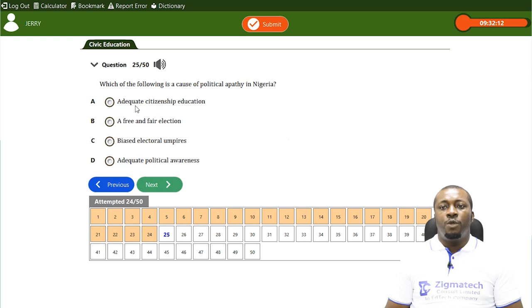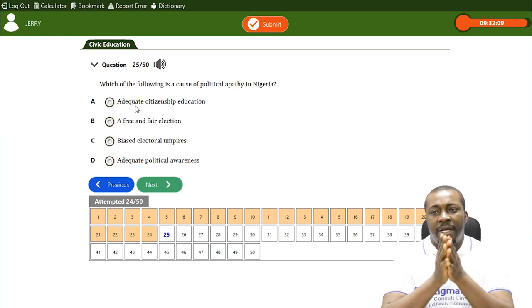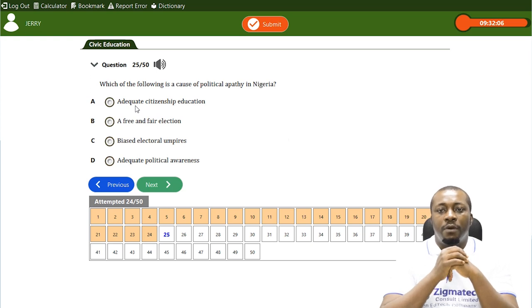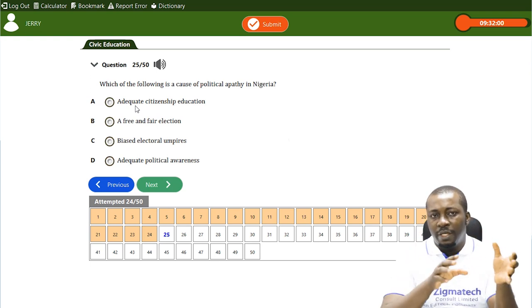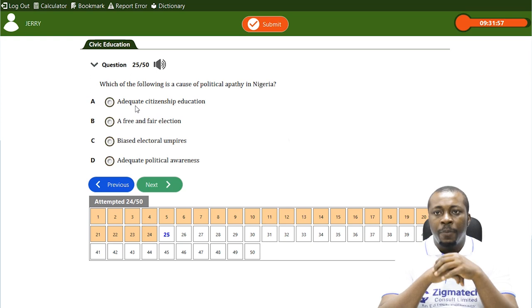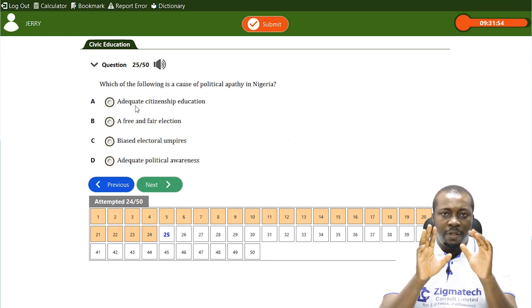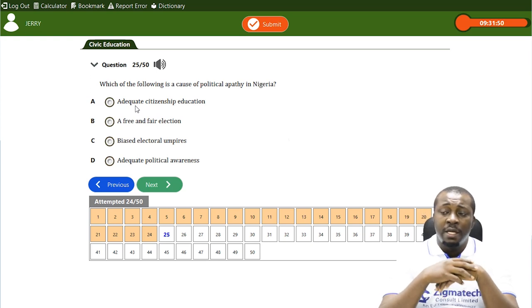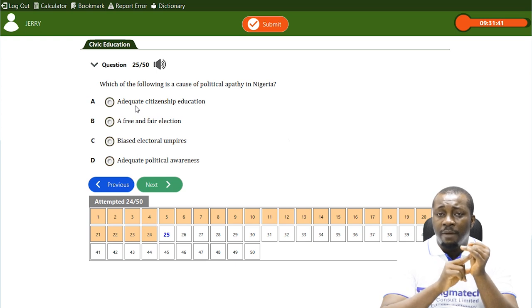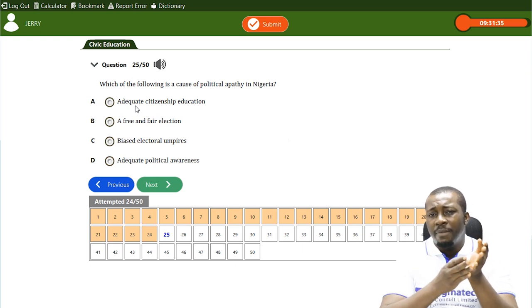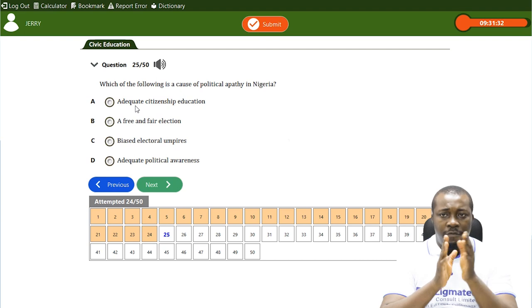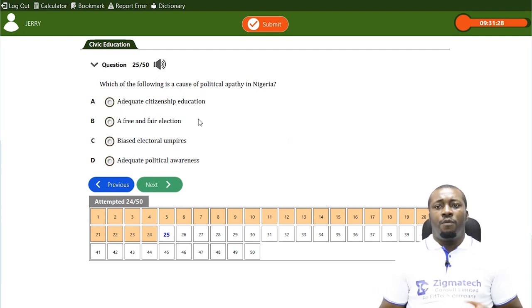Now, this question says, which of the following is a cause of political apathy in Nigeria? Now, remember, political apathy is the lack of interest or indifference of citizens towards political activities of their state. And this question tests your knowledge of the causes of political apathy which you have learned. Among the causes, you talk about autocratic government, a lack of good governance, election rigging and malpractices, discrimination against some people like women, poverty, and many of them.